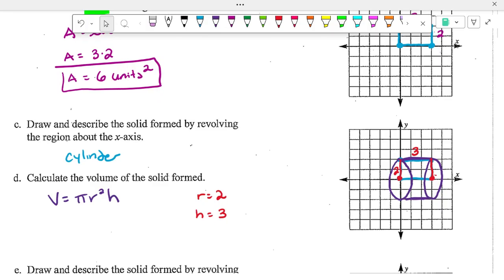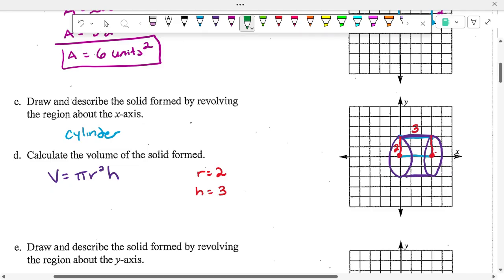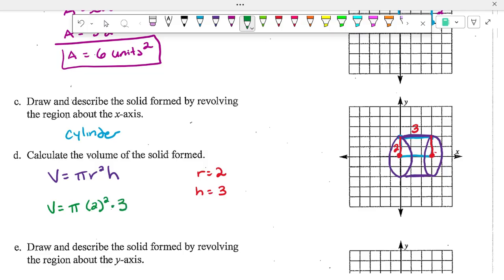So I'm going to just put it right into my formula. This is pi times 2 squared times 3. Now, we're going to simplify this down so it's just a number times pi. That's going to be our exact version. And then we're going to put it in our calculator to get the approximate version. All right? So, what's 2 squared? So I get pi times 4 times 3. What's 4 times 3? 12. So our volume is equal to 12 pi units cubed.